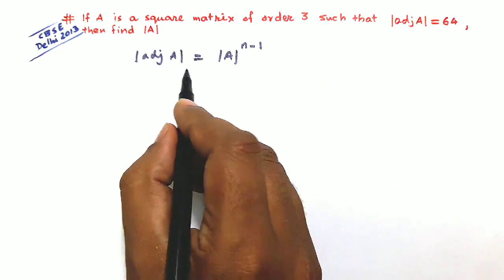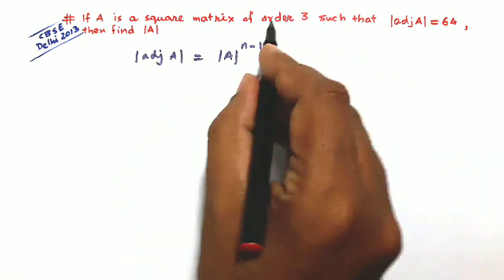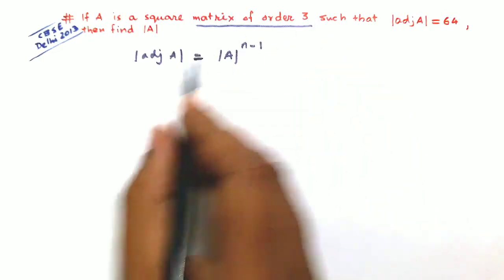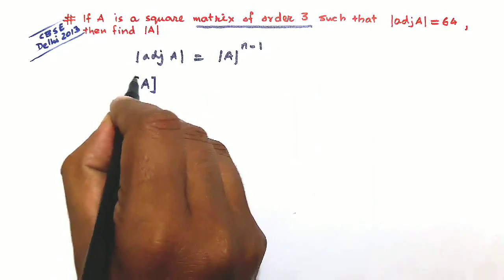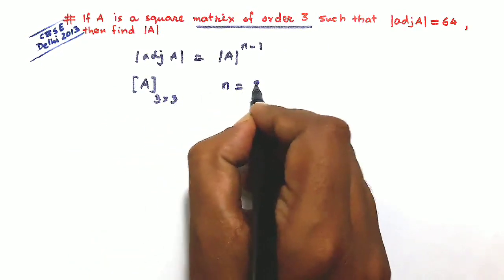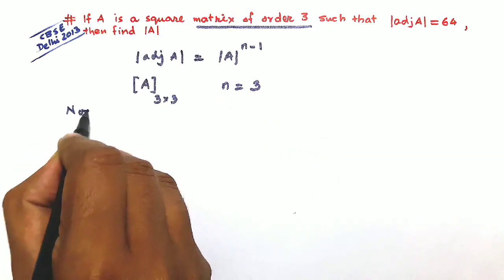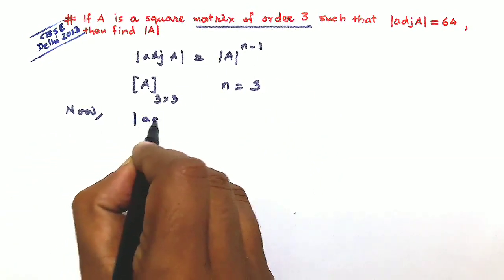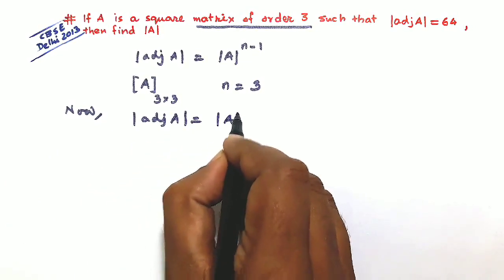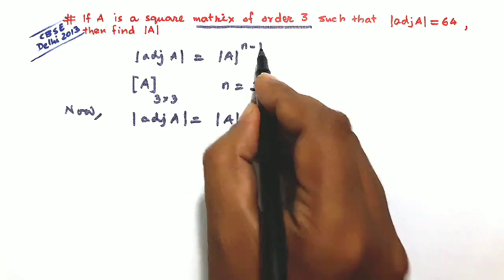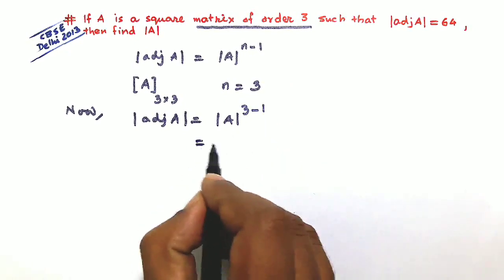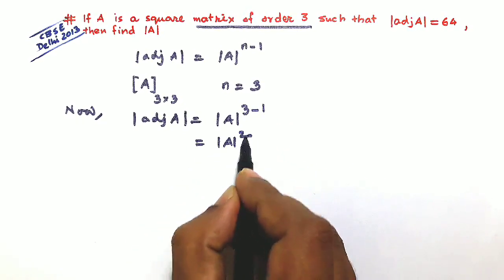Here the order of A is 3 by 3 because it is given that the order of the matrix is 3. So n is equal to 3 here. So now friends, we have determinant of adjoint of A is equal to determinant of A raised to the power n minus 1. n is equal to 3, so this is 3 minus 1. That means determinant of A square.